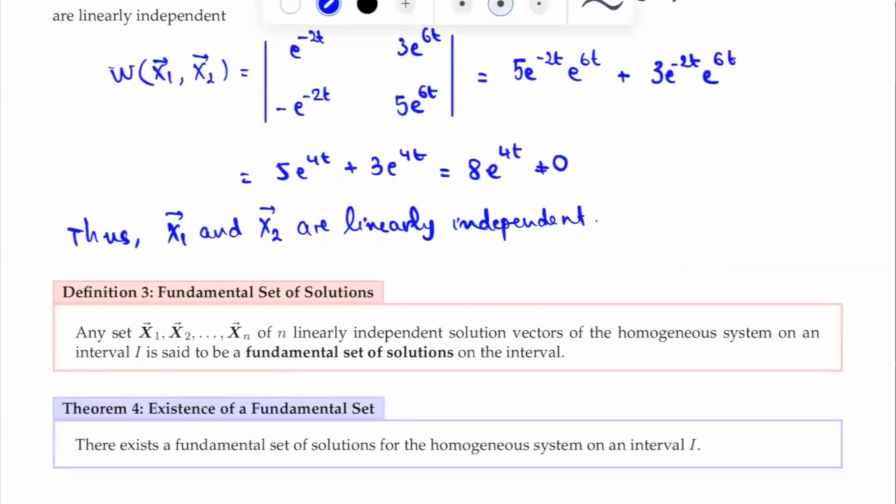Assume that you have n solution vectors and they are linearly independent, due to the calculation of the Wronskian being different from 0. From that result, we can also conclude that the solution vectors form a fundamental set of solutions, or basically the basis of the solution to the homogeneous system.